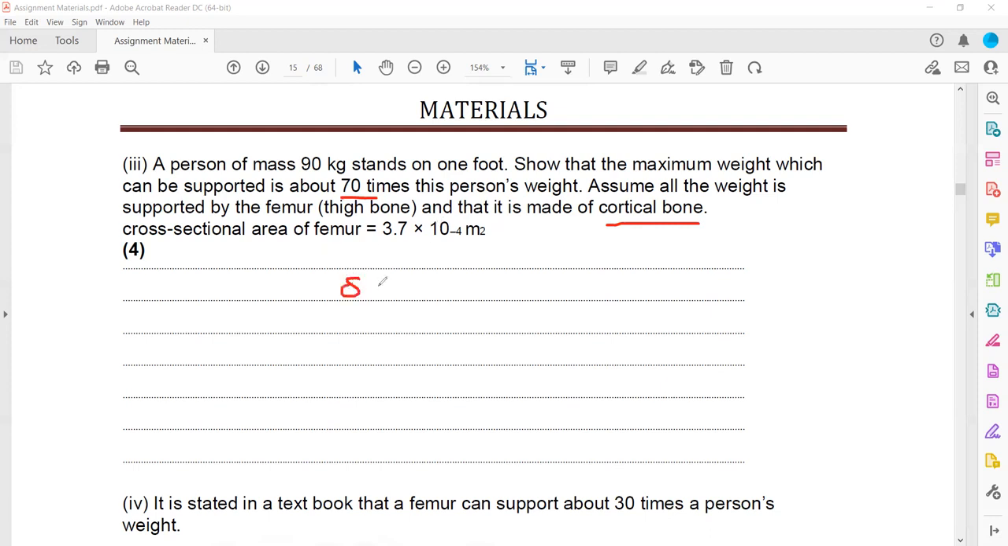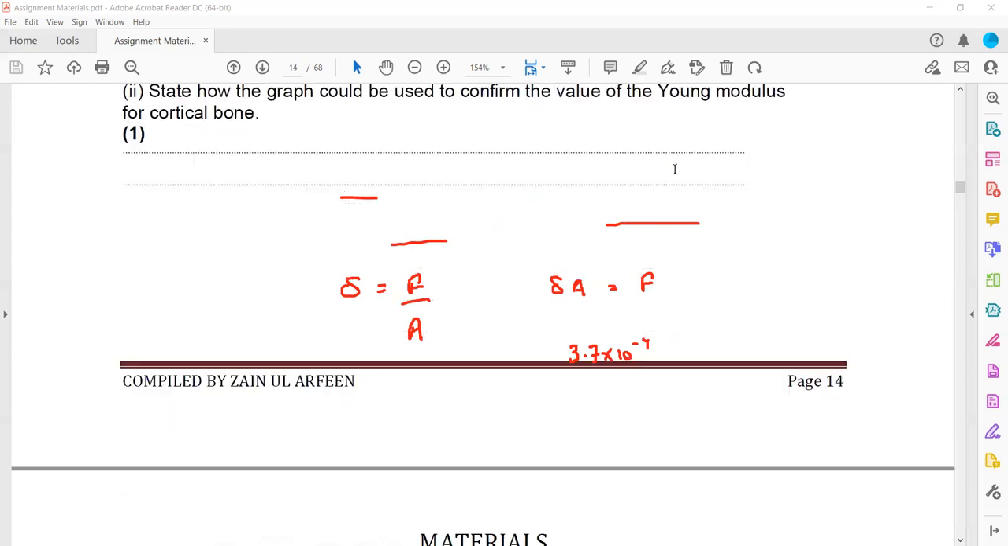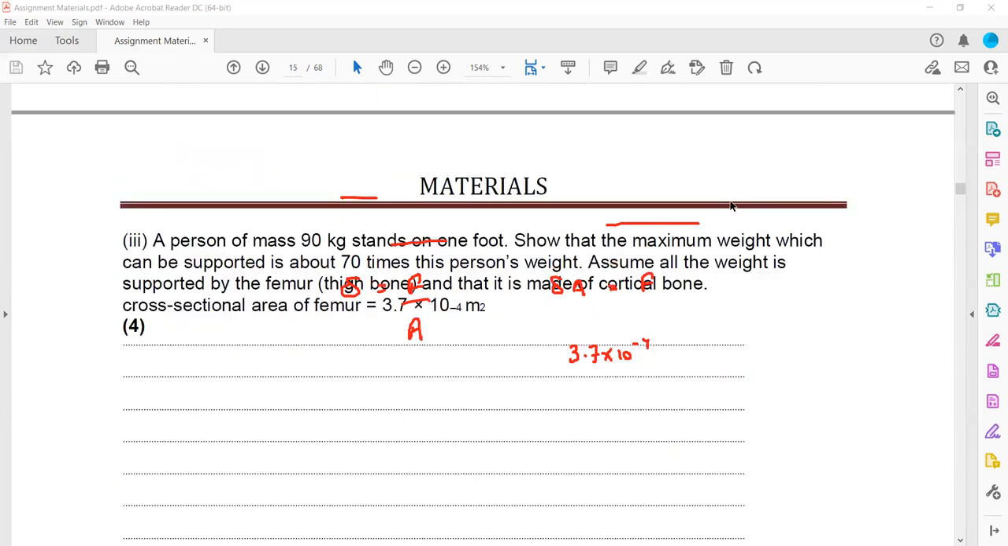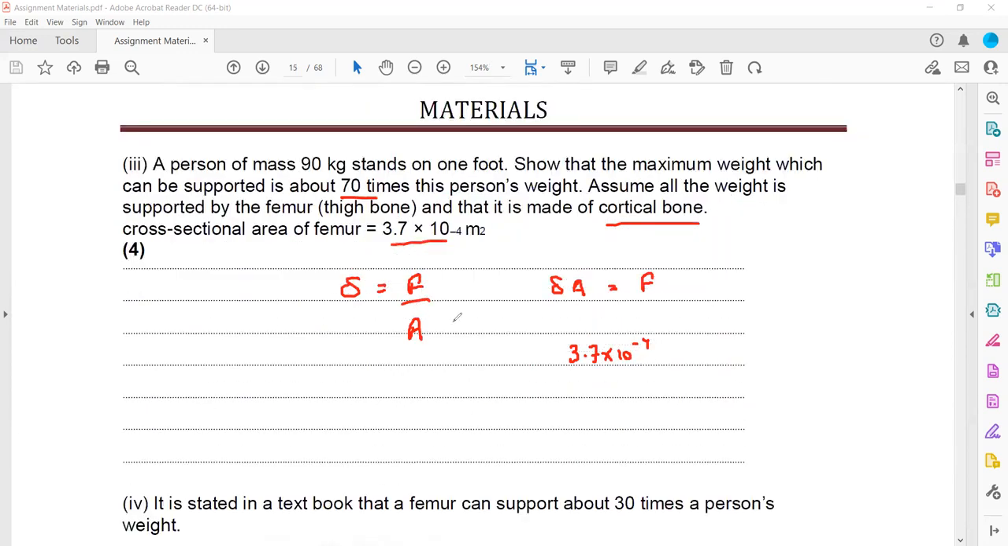So we have the formula stress is equal to force divided by area. So stress multiplied by area will be equal to force. Area of cross section of the femur bone is given, which is 3.7 into 10 power minus 4. And stress on the cortical bone, the maximum tensile stress, is 120 megapascal. 120 megapascal means 120 into 10 power 6. So when we multiply them, we will get the value for force.